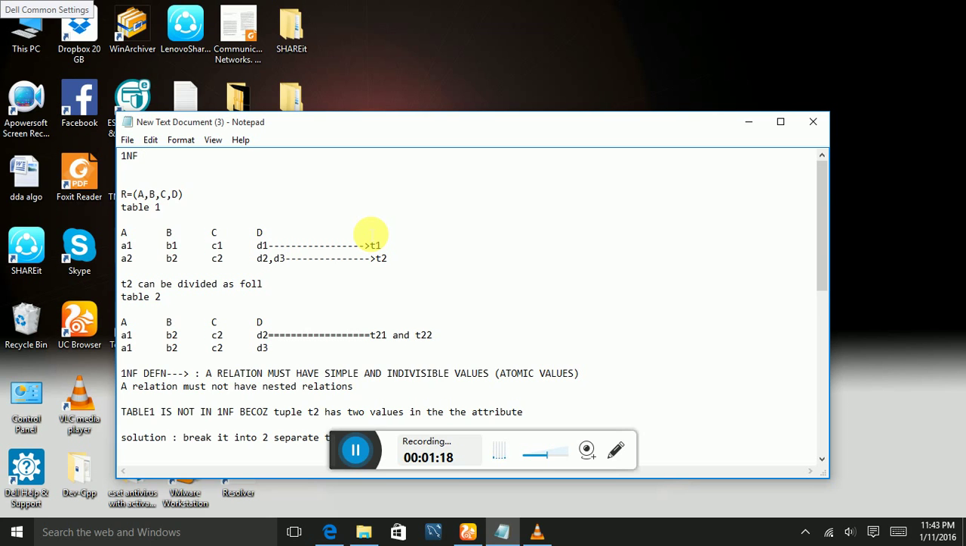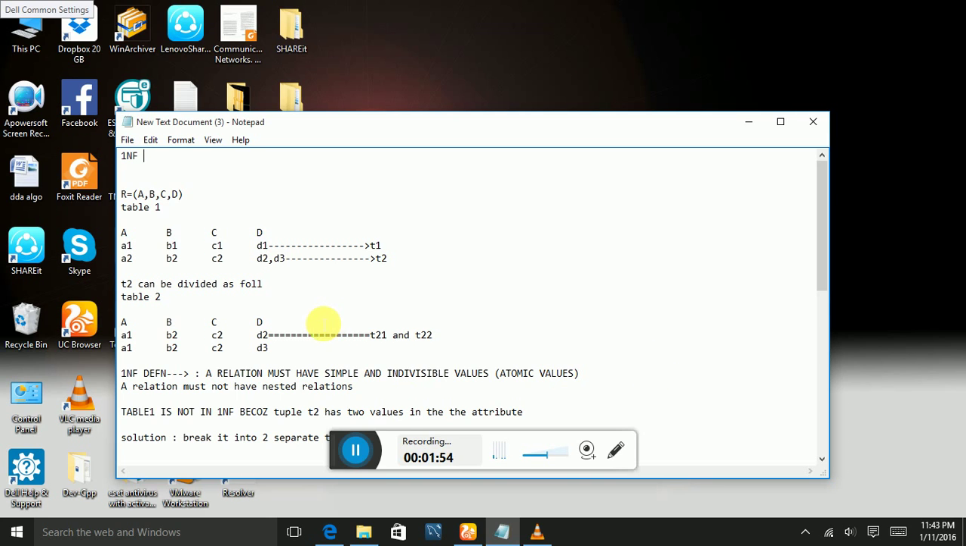Now, coming to 1NF, also called first normal form. I define first normal form in the following way. A relation must have simple and indivisible values, that is, atomic values. A relation must not have nested relations. These nested relations I'll discuss in a future video, and the simple and indivisible values I'll discuss now.